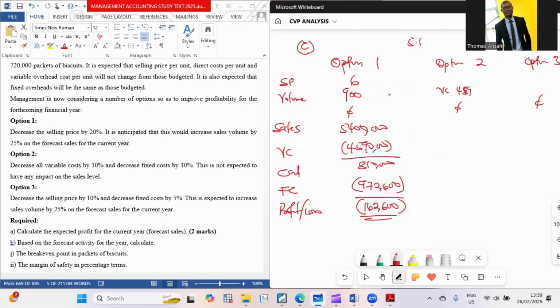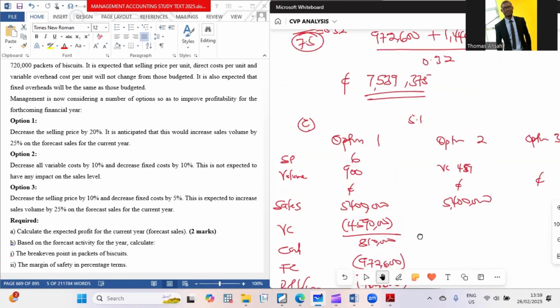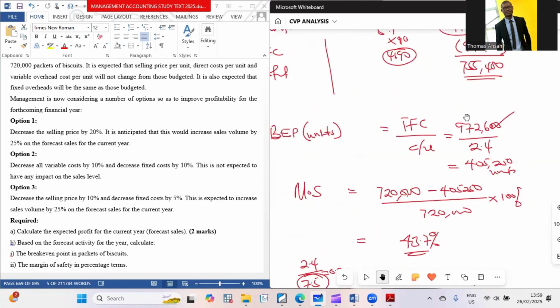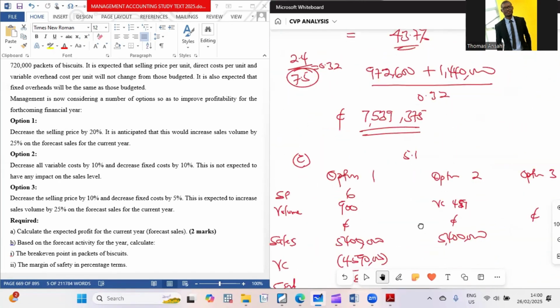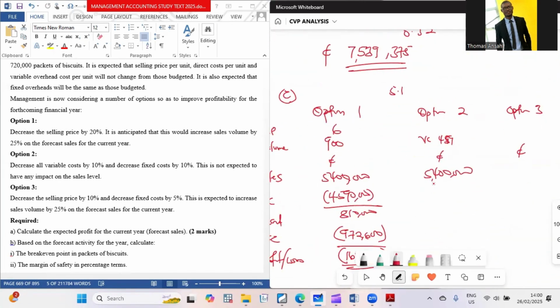And decrease fixed cost also by 10%. We will do that. This is not anticipated to have any impact on the sales level. But that means that we'll keep our original. The original that we had before was 5.4. Not this one, no. The original that we had here before. This one. Okay. So then this one will reduce. And we are keeping 720 units, right?